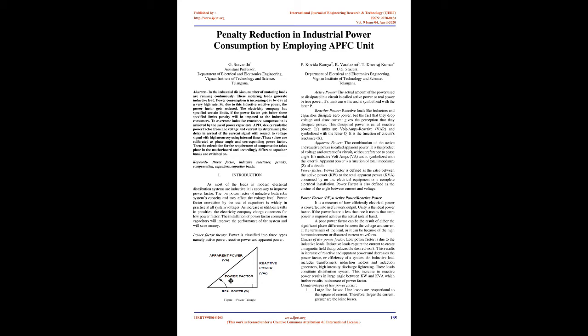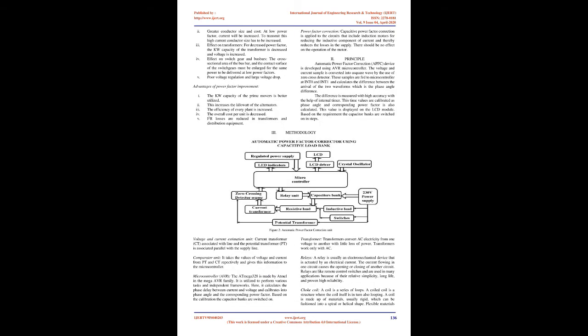Apparent power. The combination of the active and reactive power is called apparent power. It is the product of voltage and current of a circuit, without reference to phase angle. Its unit is volt-amps, VA, and it is symbolized with the letter S. Apparent power is a function of the total impedance, Z, of a circuit.